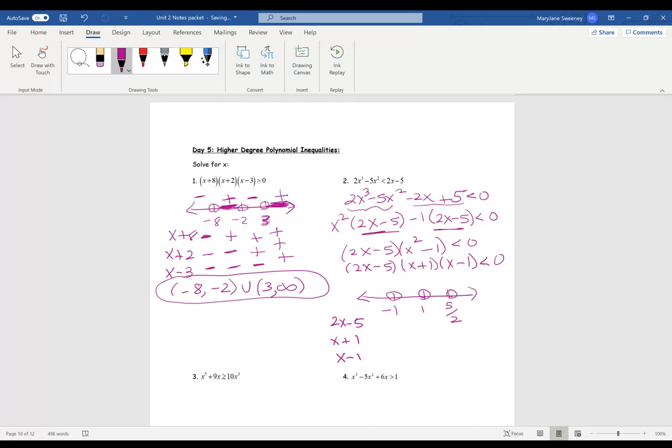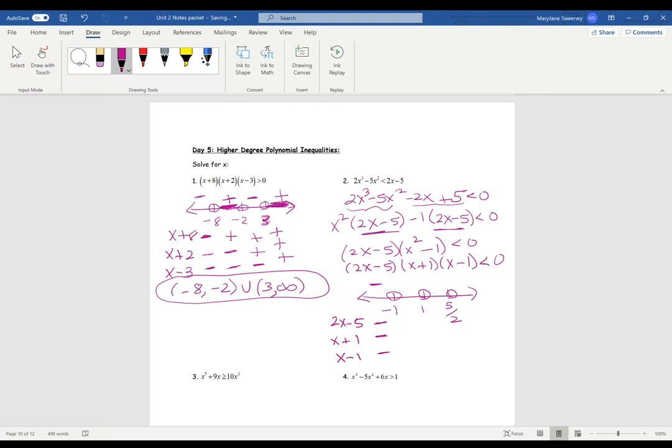So to the left of -1, I pick -2. -2 in the first, so it'd be 2 times -2 minus 5. So -4 minus 5, yeah, that's negative. -2 plus 1 is negative. -2 minus 1 is negative. 3 negatives multiplied together give me a negative, putting the answer above the number line.